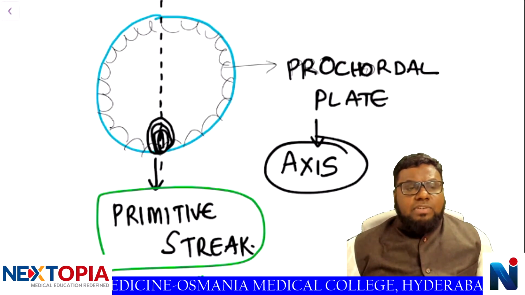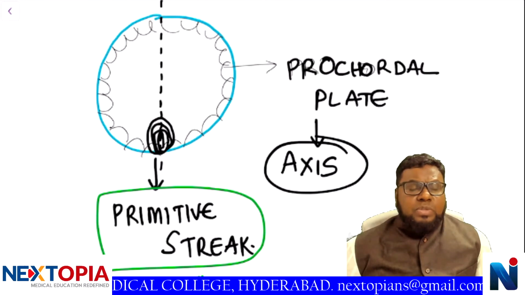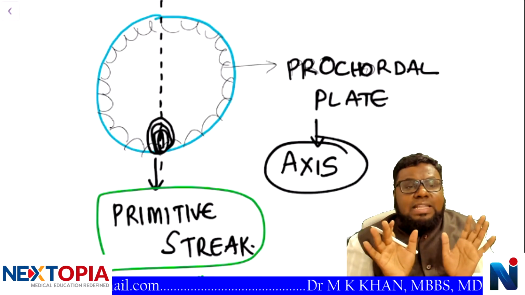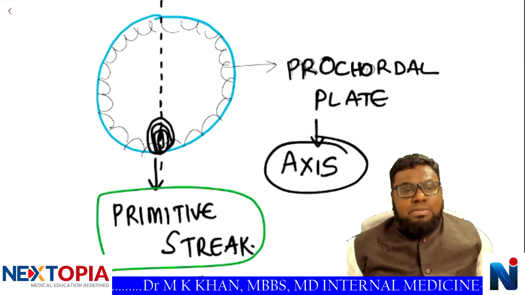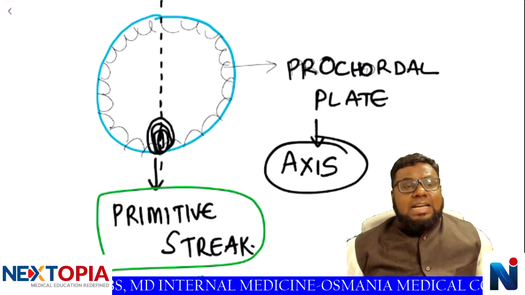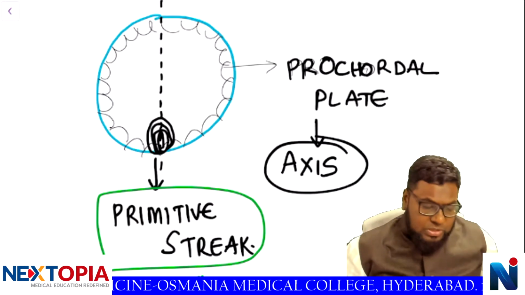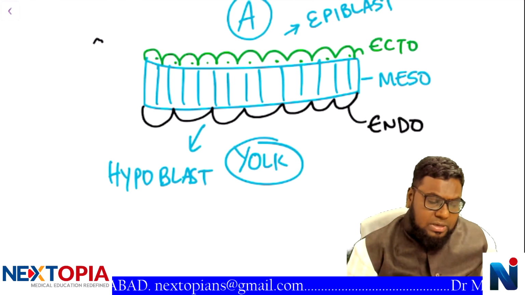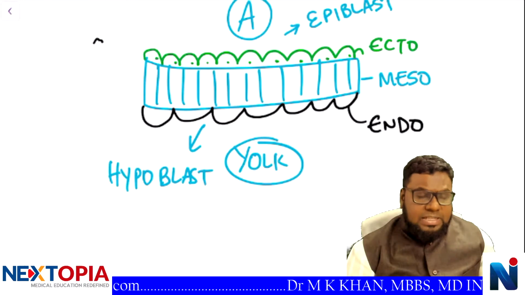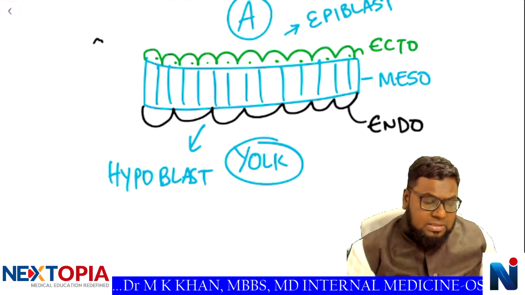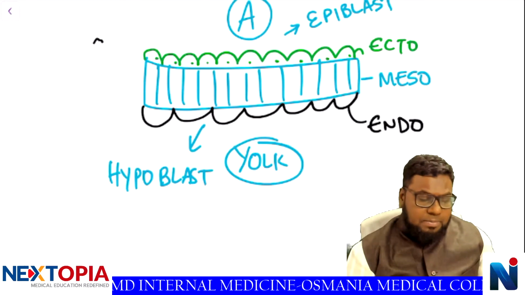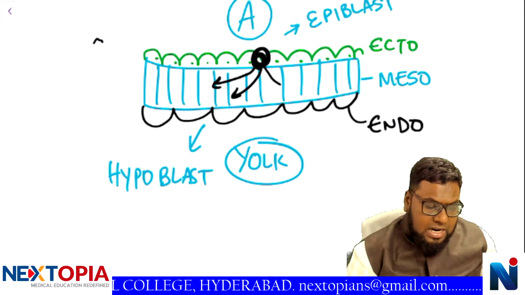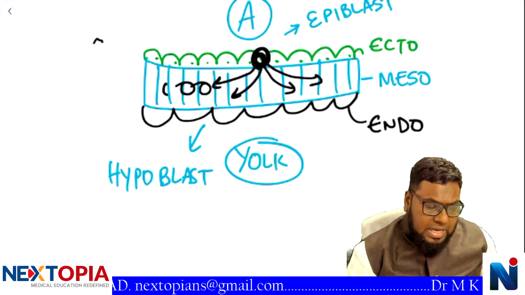Now what is the function and importance of this primitive streak? Cells of this primitive streak move sideways, pushing themselves in between the hypoblast and epiblast cells, to form what is known as the intraembryonic mesoderm, or the secondary mesoderm. If you see this diagram closely, we have ectoderm, endoderm and the mesoderm, is it not? So the epiblast and hypoblast cells are there. In between them, the primitive streak cells start moving in this direction and form a layer of cells like this.